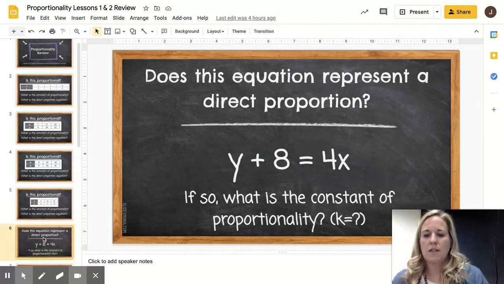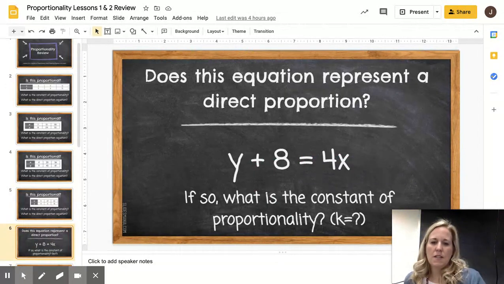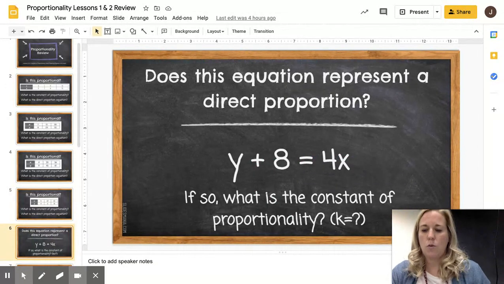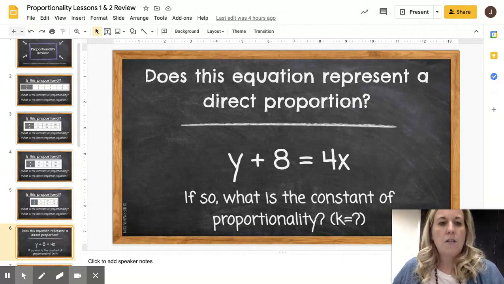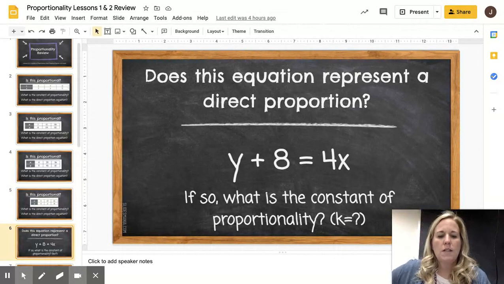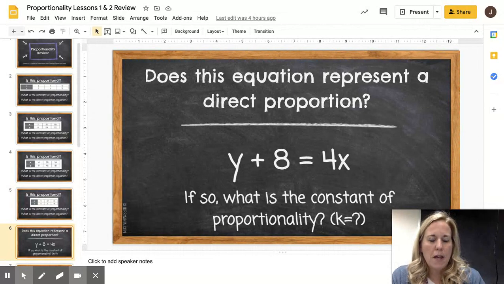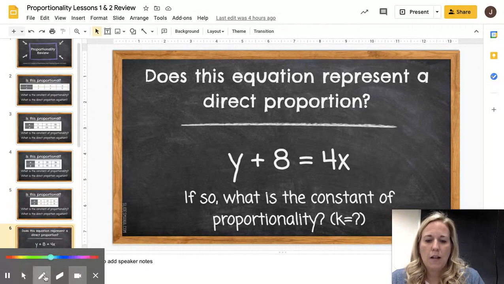All right, let's try the next thing that we've been working on. So this says, does this equation represent a direct proportion? Okay, so again, yes or no. And then if you say yes, if so, what is the constant of proportionality? What would the k be equal to? So here's where we would try and get the y all by itself. So it's kind of like solving an equation. We want the y all alone.